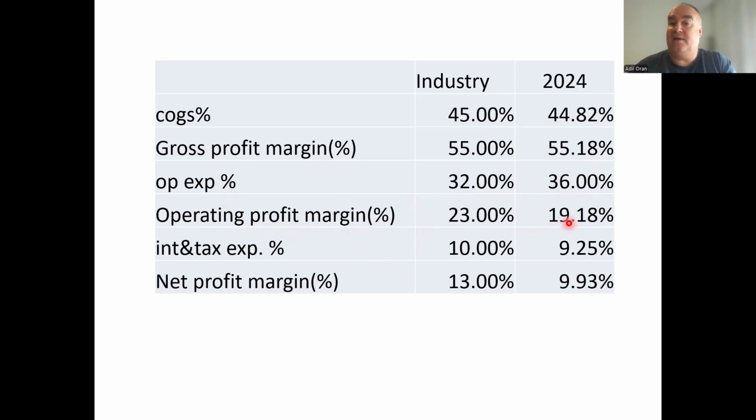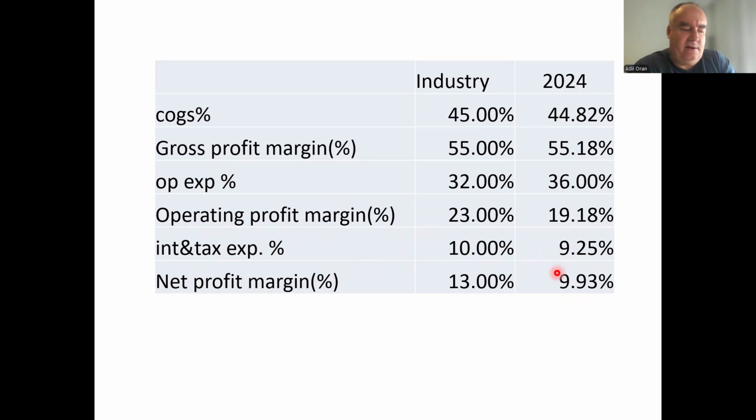So 19.18% is our company's operating profit margin, whereas the industry has 23%, significantly better operating profit margin compared to us. Then the difference between OPM and NPM here is 10 percentage points. Here it is about 9.25 percentage points.